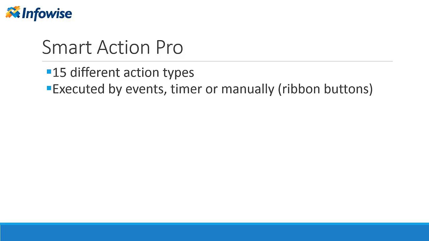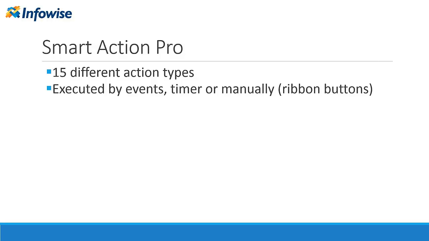Smart Action Pro allows you to run actions. There are 15 different types of actions, and we'll cover them in a minute. And these actions will be running according to events, such as items added, deleted, or modified, according to a timer, or manually by clicking on, for example, a ribbon button.